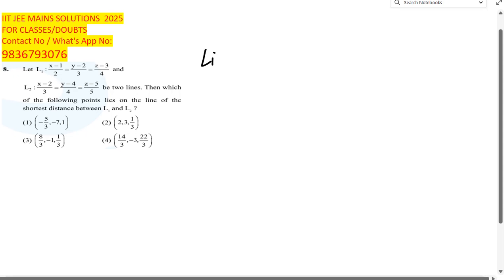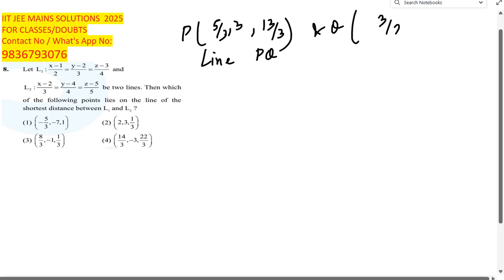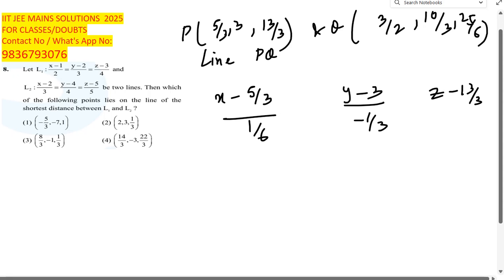So line PQ, I have written P 5/3, 3, 13/3, and Q 3/2, 10/3, 25/6. Then line Q x minus 5/3 by 1/6, y minus 3 by minus 1/3, z minus 13/3 by 1/6.